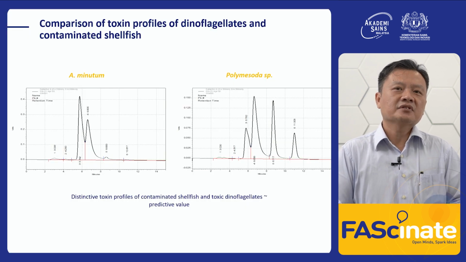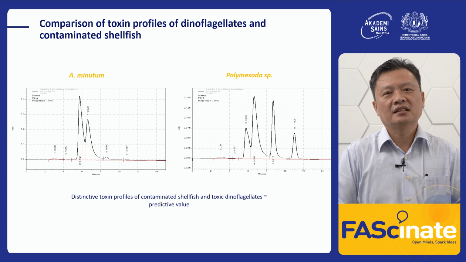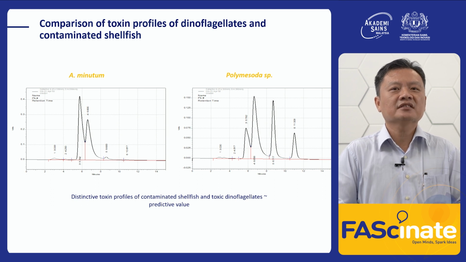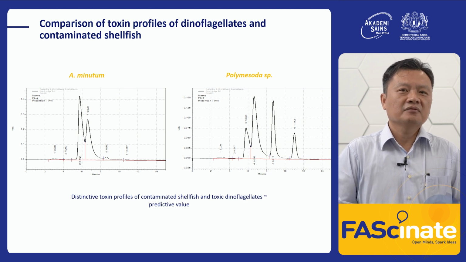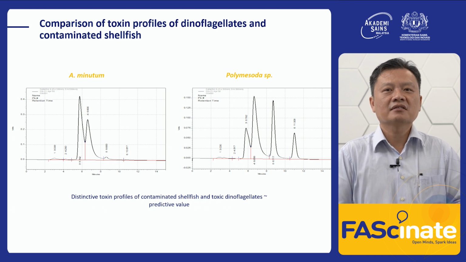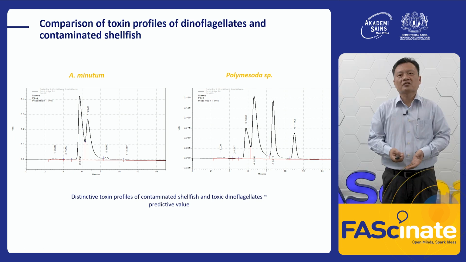This is an example of a result from chemical analysis of toxins by using HPLC. Because all species produce a different suite or combination of toxins, the toxin composition was used to confirm the source of the toxins found in the toxic vectors. The toxin profile can be used as a fingerprint to confirm who the toxin producers are.